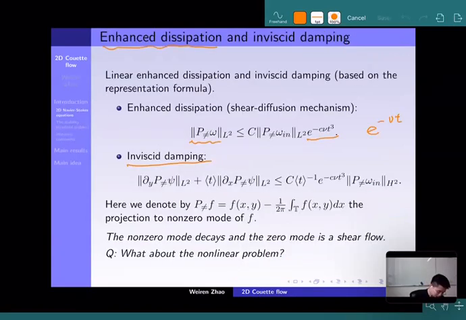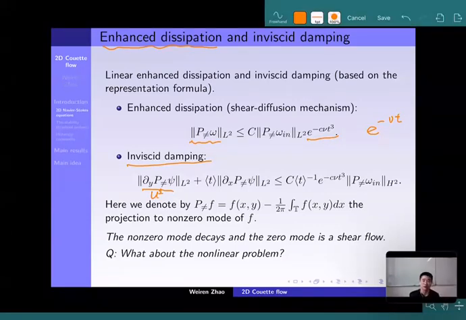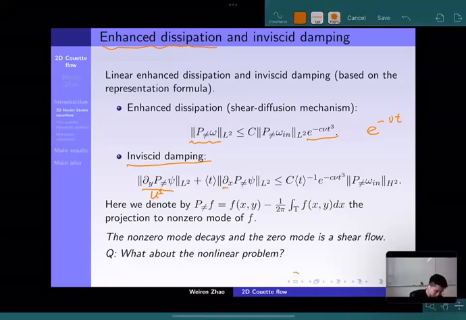So you see, the first derivative of psi in y gives you the first component of the perturbed velocity, and the second one is in the x direction, so it's u2. Also, we consider the non-zero mode. Then you will find that u1 decays like 1 over t. This is independent of the viscosity, and the second component decays like 1 over t squared.